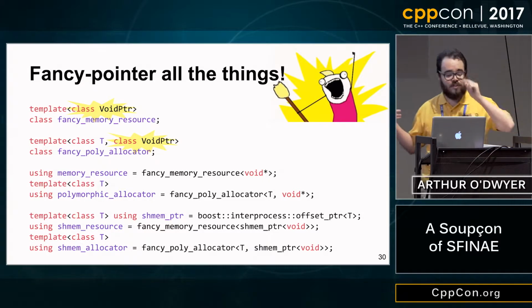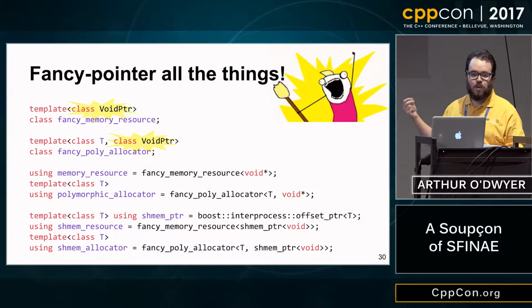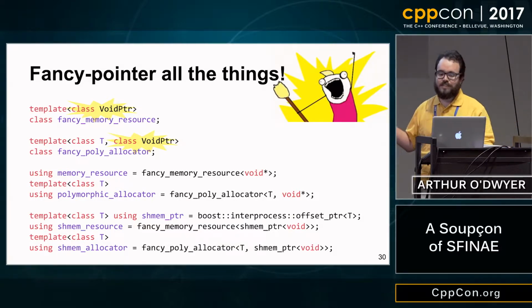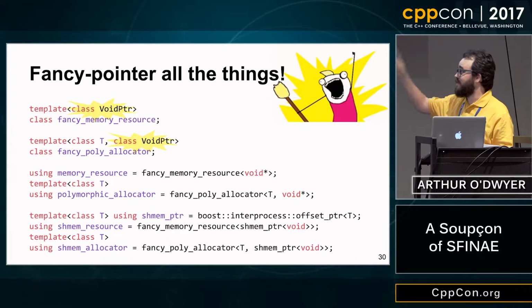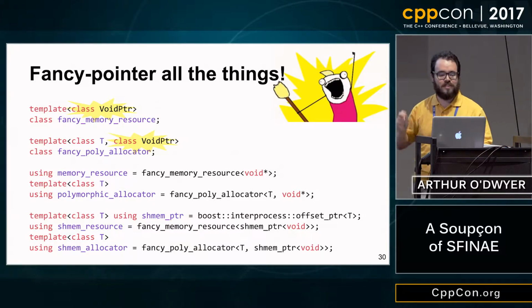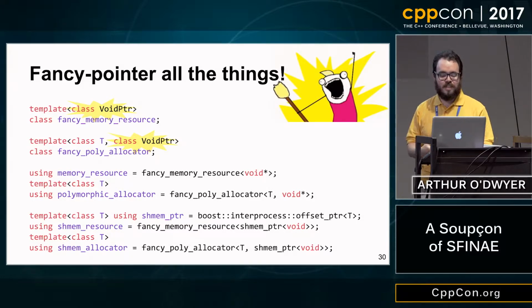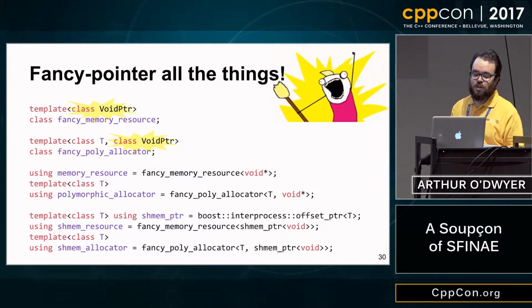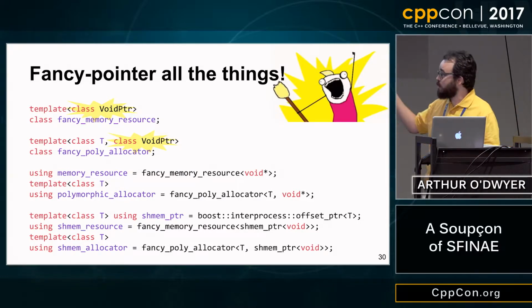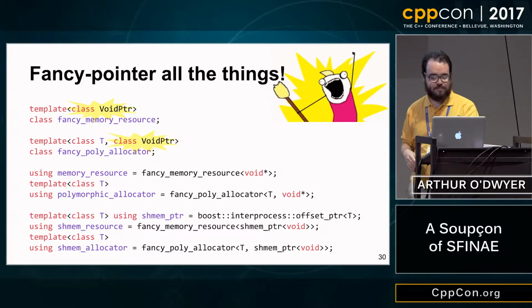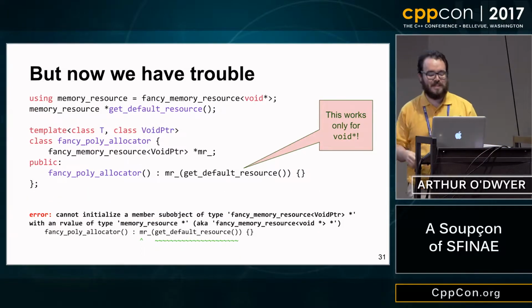So here I have a fancy memory resource, and it's templated on its void pointer type. It might be void star, it might be something else. I have a fancy polymorphic allocator, templated on T. It allocates T's, and it also has the same void pointer as the fancy memory resource contained by it. And I can make typedefs then for polymorphic allocator and for memory resource. But now I also can make typedefs for a shared memory resource and shared memory allocator coming from Boost interprocess offset_ptr. And never mind what that is, doesn't matter. But now we have a little bit of trouble.